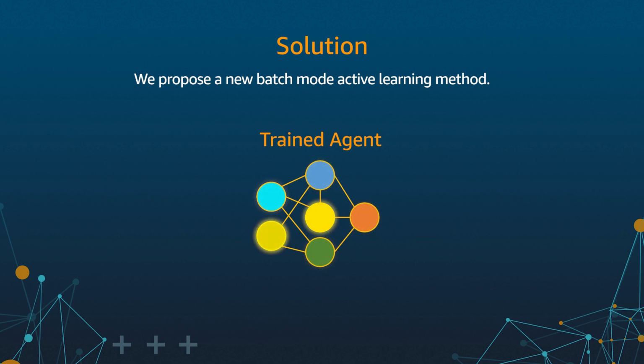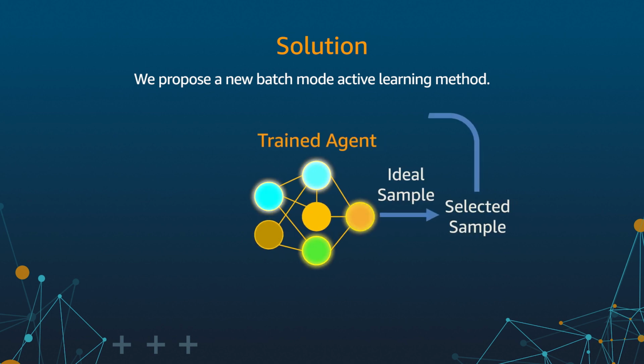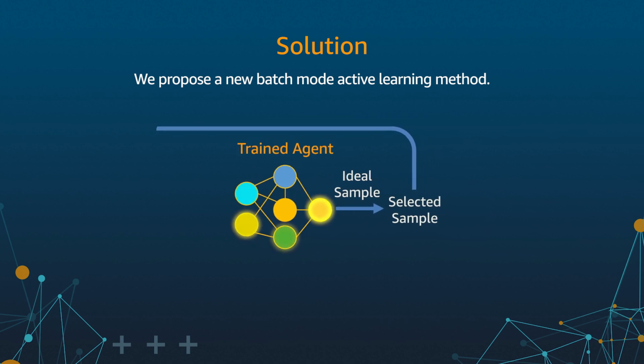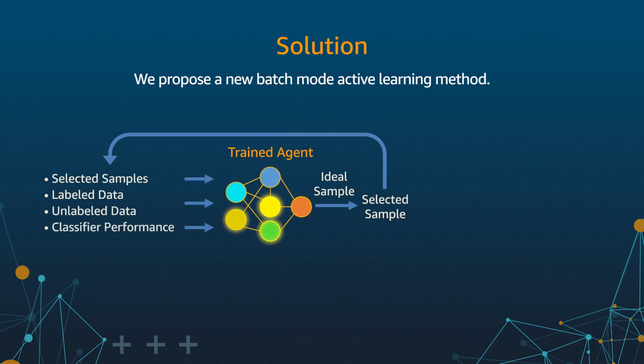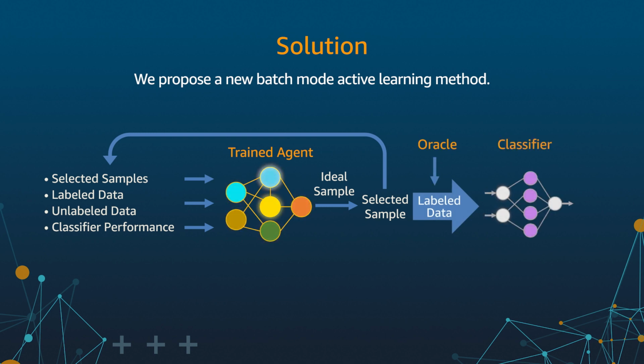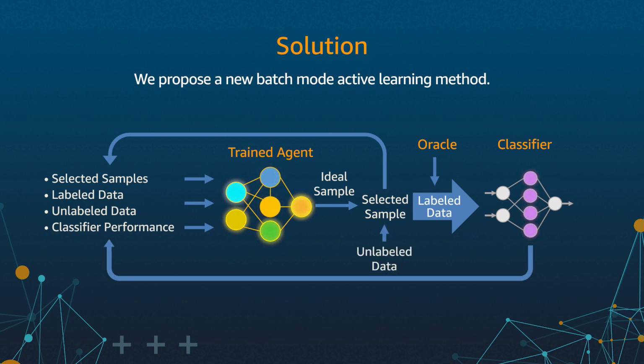In our method, the core idea is to train an agent to output one ideal sample at a time, and then repeat this multiple times to generate a group of samples for each batch. In our implementation, the agent, or as we call it, a policy network, is in fact a deep neural network. The input of this policy network includes the current available information, such as the summary of the selected samples, the summary of the already labeled samples, the summary of the unlabeled data pool, and the classifier performance.